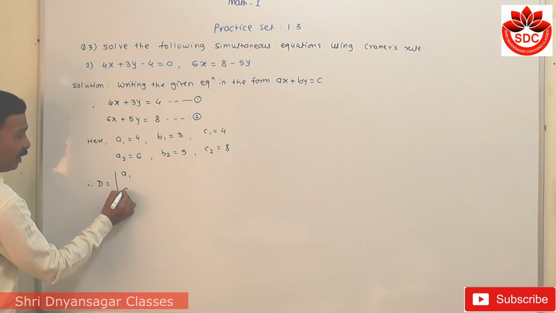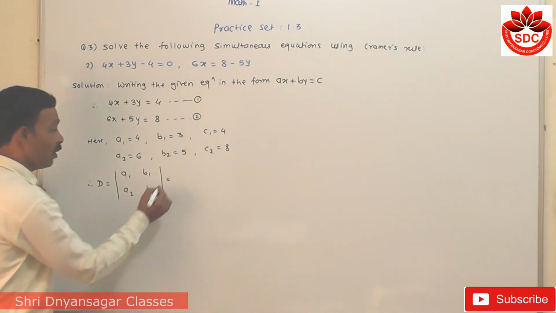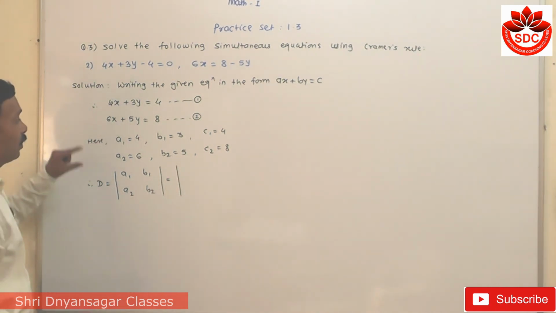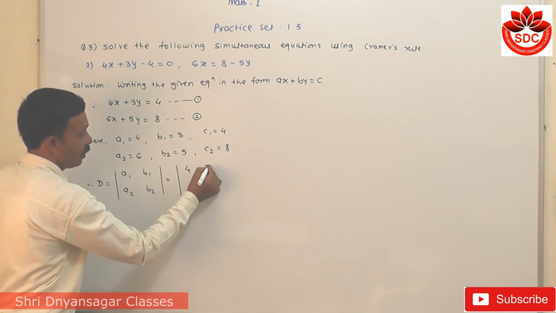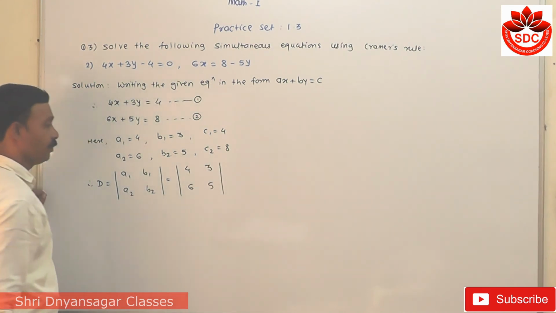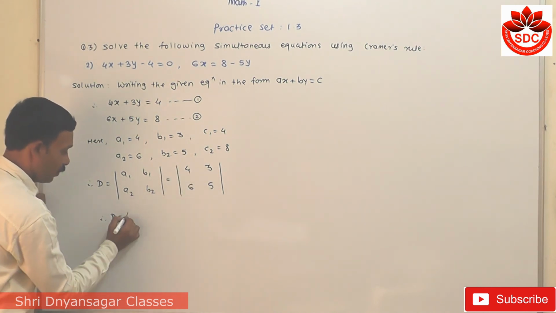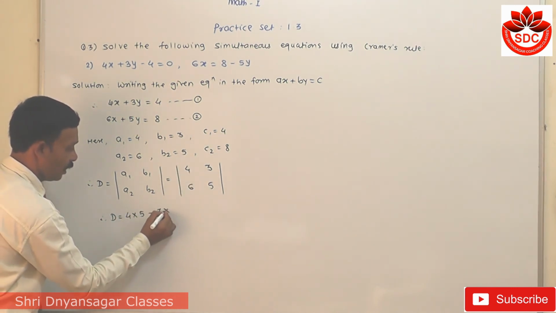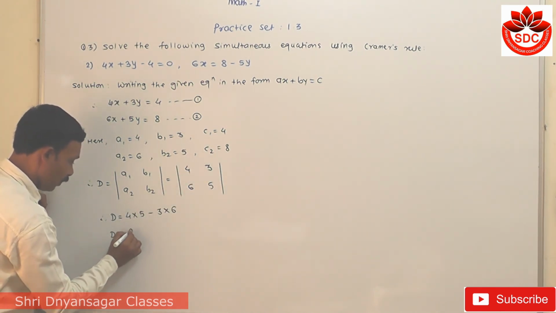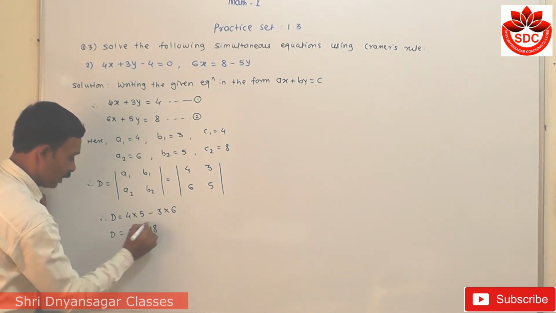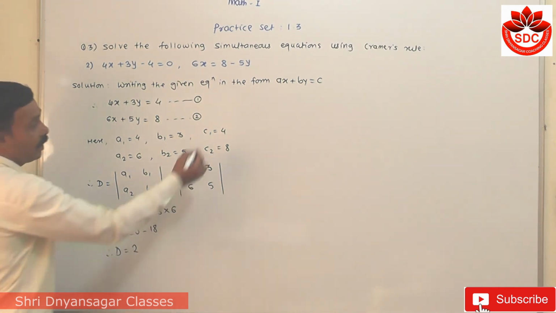Then we can find out the value of the determinants by using the rule. The rule is that we substitute the values of a1 a2, which is 4 6, and b1 and b2 is 3 5. Then we can find its cross product. Therefore d is equal to 4 into 5 minus 3 into 6. 4 5s are 20 minus 6 3s are 18. The subtraction becomes 2. This is the value of the determinant d.